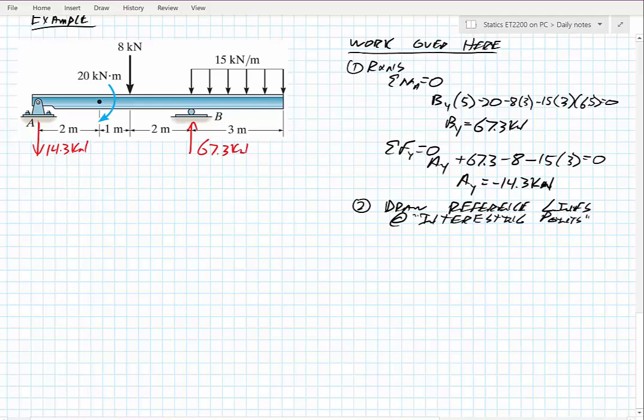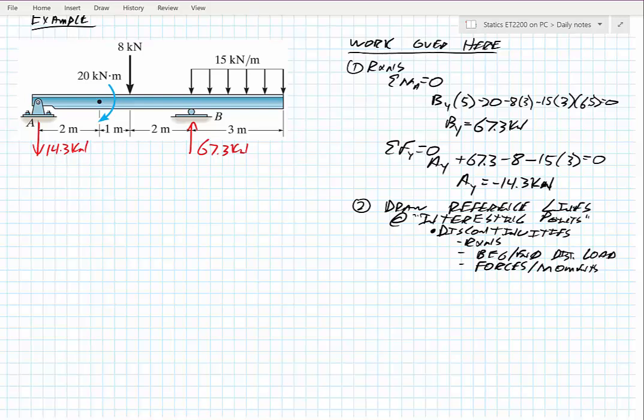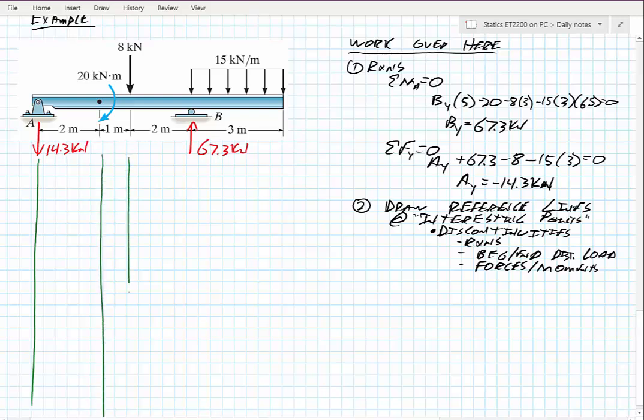Technically, these interesting points are discontinuities in some kind of shear or moment function. Those would occur at any reaction, at the beginning or the end of a distributed load, or at any concentrated forces or moments. It makes sense: you're just drawing a line anywhere where it looks like something might be happening. So I have a concentrated moment up here, I'll draw a line down for that. I have this force of 8 kilonewtons, and I have my reaction, and then I have the end of my distributed load. Those are all my important lines.